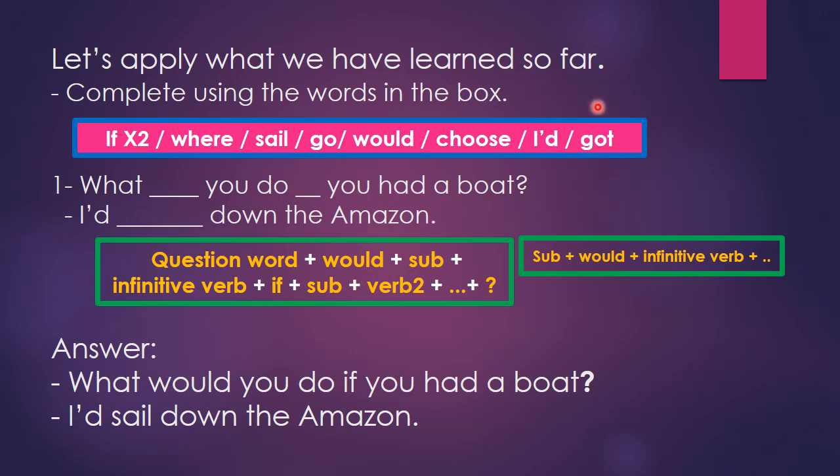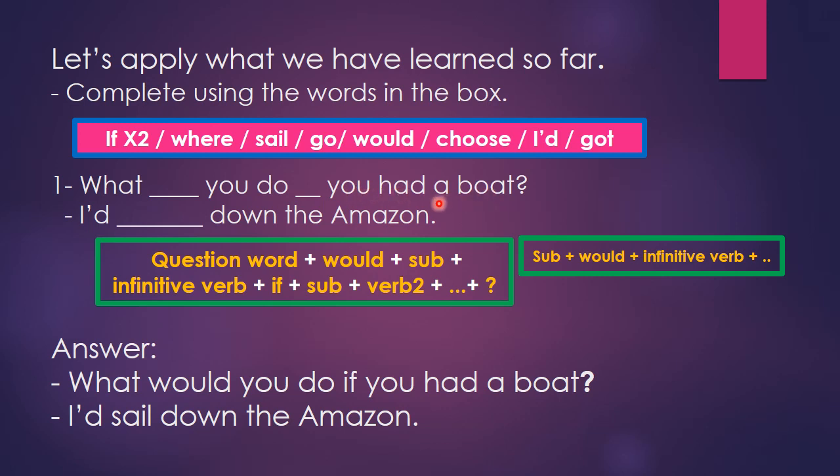So we know now why we use the second conditional question and how to use it, based on the form and when to use it. So complete using the words in the box. We have these words in this box, and we have to complete this question and its answer to make it more suitable and correct. At first, as I always tell you, before you answer, put the form in front of you and answer based on it. So: what, blank, you do, blank, you had a boat?